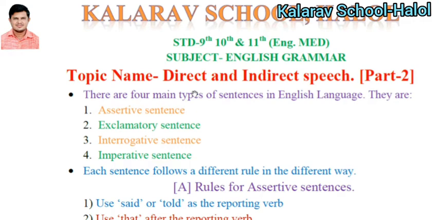Friends, from today we will start the explanation of direct and indirect speech with the types of sentences. In English grammar, we all know that there are four main types of sentences: assertive sentence, exclamatory sentence, interrogative sentence and imperative sentence. All these types of sentences have a different rule to turn direct speech into indirect speech. So we have to study the rules according to the sentences.